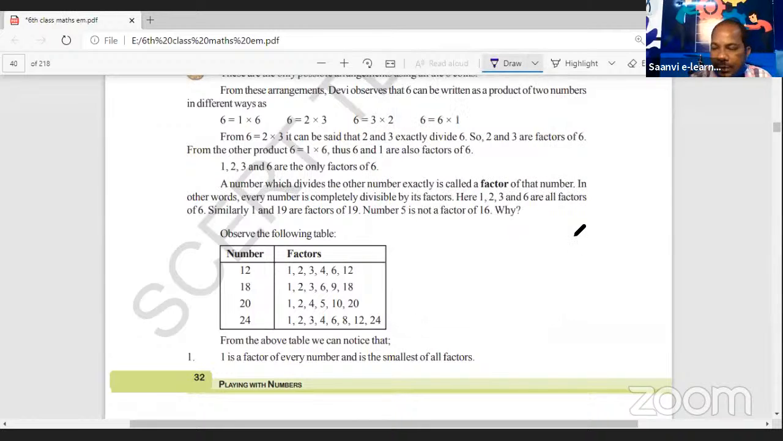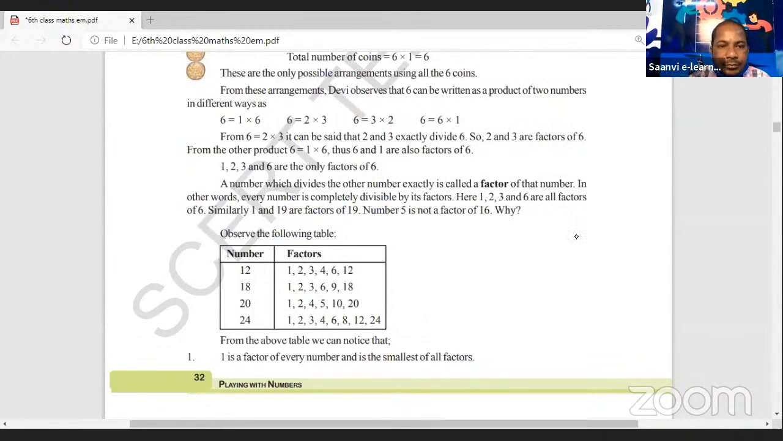See children, here the definition of the factor is given. What is the definition of the factor? Page number 32. A number which divides the other number exactly is called a factor of that number. A number which divides the other number exactly is called the factor of the number.